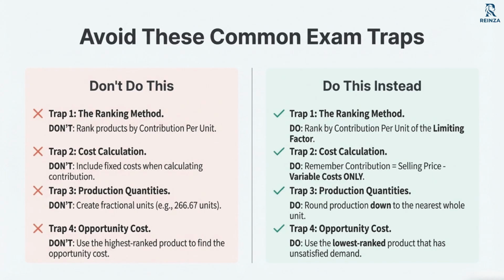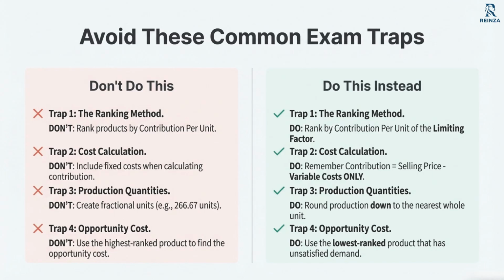Trap number 2. The cost calculation. When calculating contribution, only subtract variable costs. Never include fixed costs. Fixed costs are irrelevant for production mix decisions because they stay the same regardless of which products you make. Remember, contribution equals selling price minus variable costs only.